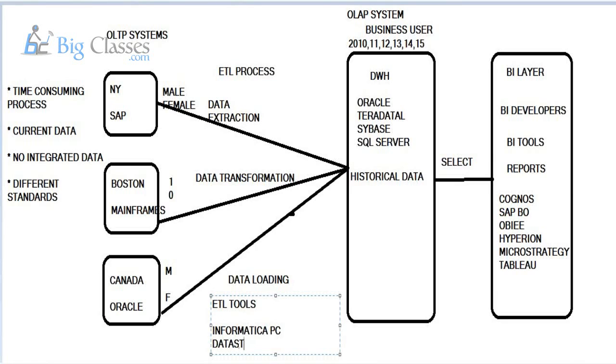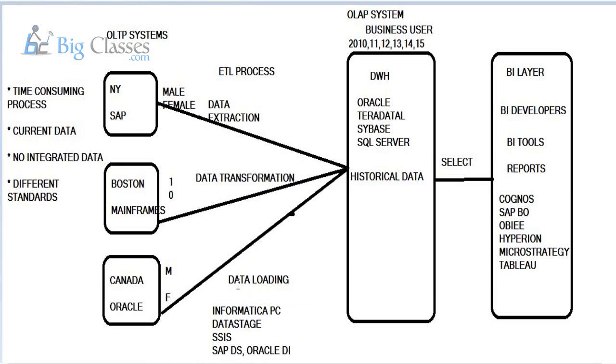So these basically perform the ETL process. What they do is extract the data from multiple OLTPs. They transform the data into a homogeneous format, because you have different formats in the source system. You remove the duplicates, and you load the data into the data warehouse. So this process is called the ETL process.